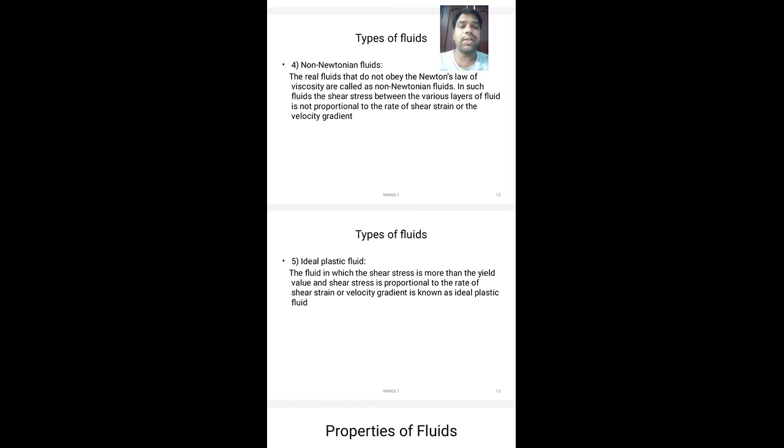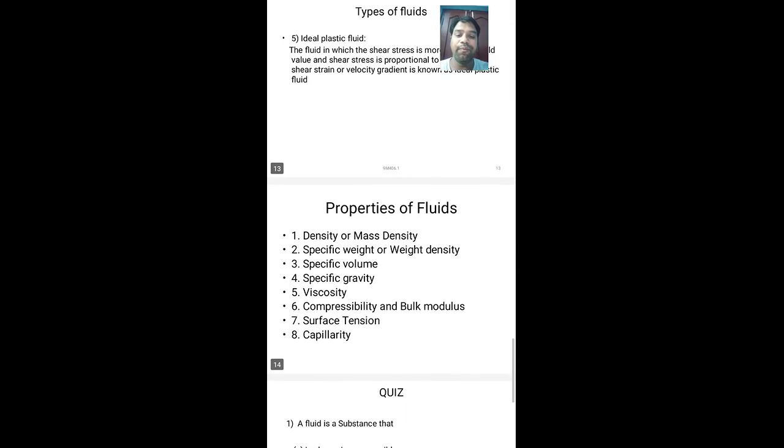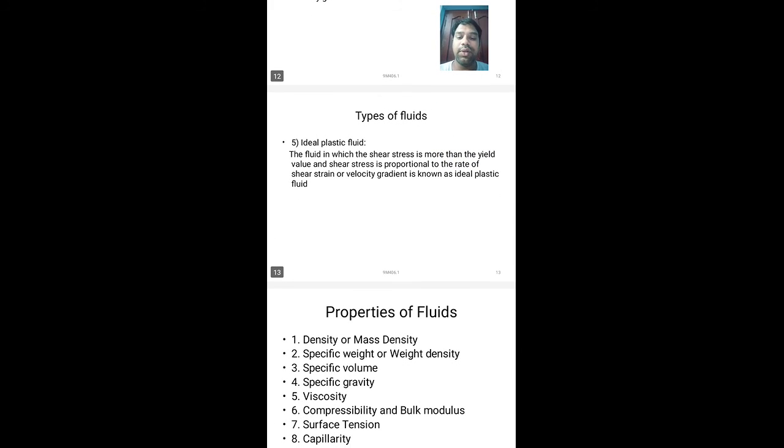Now we will see what the different types of properties are. There are mainly 8 properties, and we will see them one by one. First one is density, the density of the fluid, also known as mass density. Next one is specific weight, the specific weight of the fluid, or weight density.